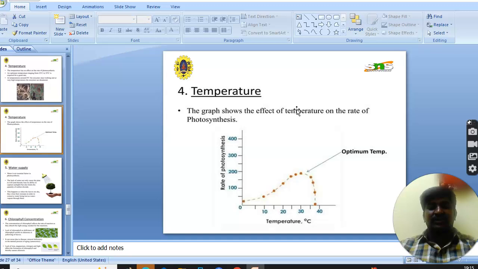Next, the graph shows the optimum temperature needed for suitable plant growth. Above the optimum temperature, plant growth will stop.